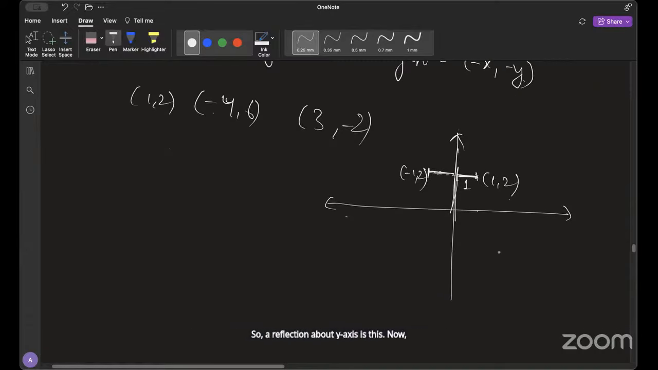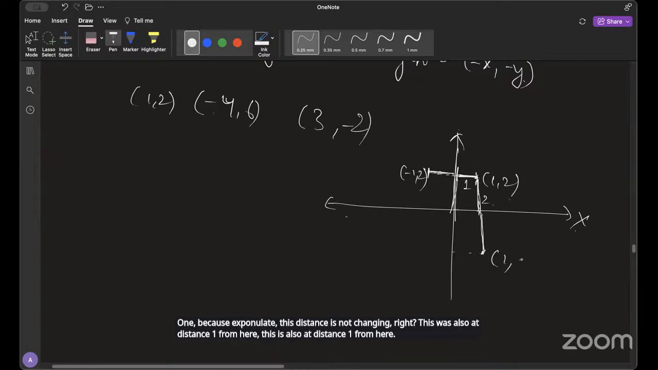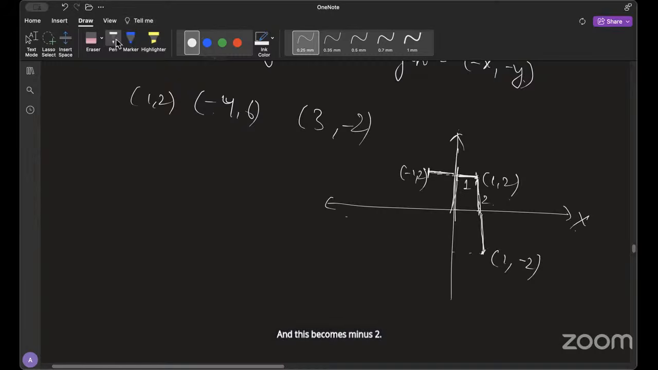Now, if you have to take the reflection about x-axis, then what you do is you keep your x coordinate the same and you change your y coordinate in this manner. This height is 2, right? And you take the same height here. So this point becomes 1 because the x coordinate, this distance, is not changing. This was also at distance 1 from here, and this is also at distance 1 from here. And this becomes minus 2. So this is about y-axis. This is about x-axis.